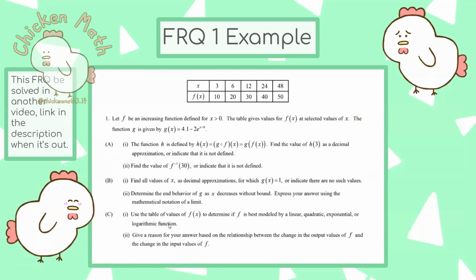So right here we have an example of that. We are given a table, and then it's 3 parts, part A, part B, part C. Also keep in mind each part has multiple parts. And right here we have a composition question. Right here we have an inverse question and a lot of other concepts. So this is just a look of what FRQ type 1 could look like, the function concept type.